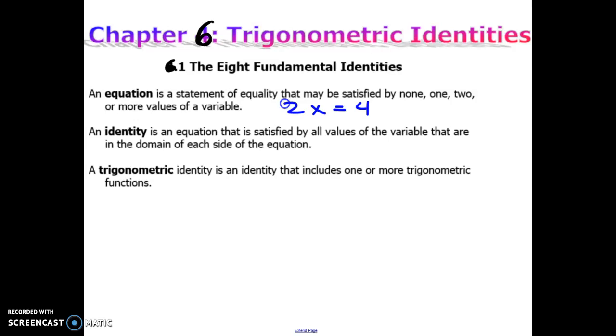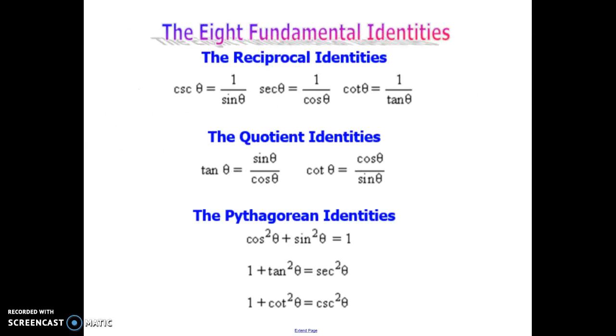Okay? Now a trig identity is an identity, so something that's always true, but with trig in it. So sine, cos, tan, cosecant, secant, and cotan. So these are the 8 fundamental identities. You can take a read through them. These are all on your formula sheet, so they don't need to be memorized.